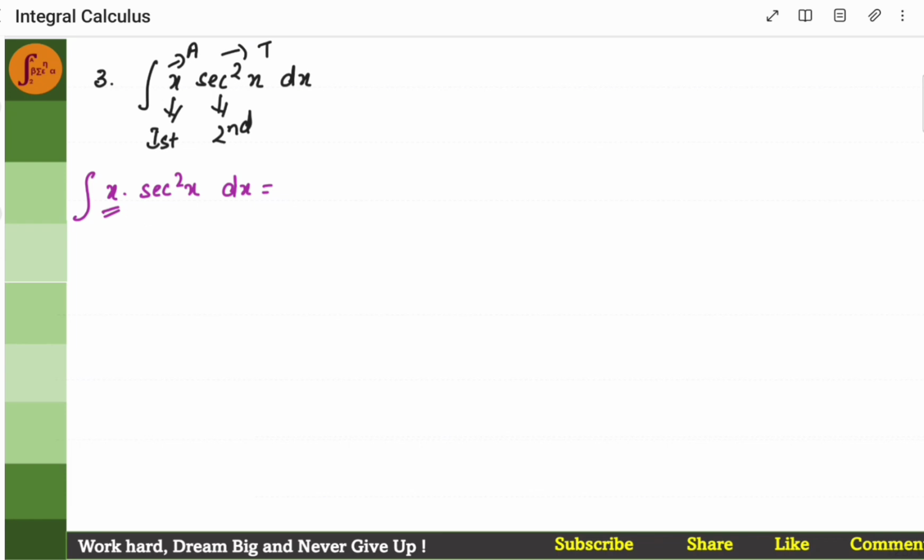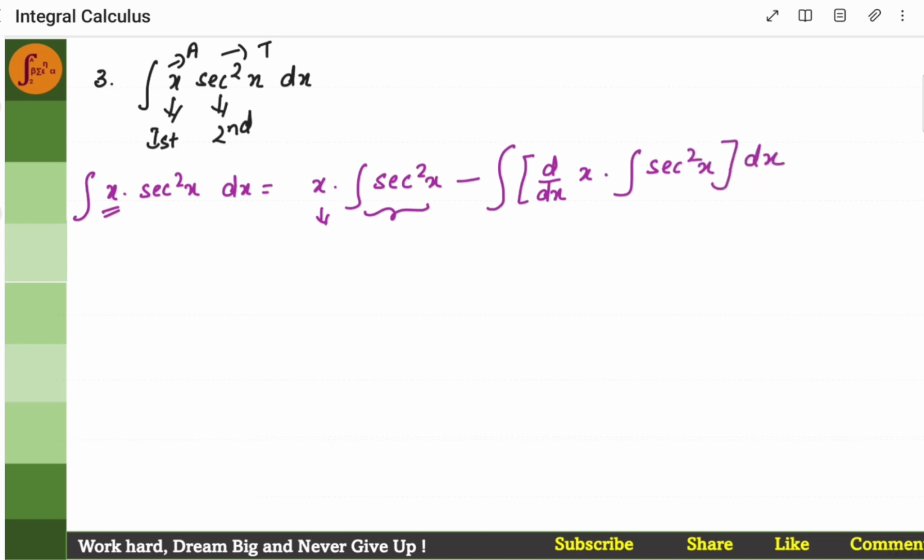Let's copy the first function, which is x, into the integral of the second function, which is secant square x dx, minus the integral, open the brackets, derivative of the first function, which is x, into the integral of the second function. Let's copy this as is, secant square x dx. So, what is the integral of secant square x? It is tan x. Minus, what is the derivative of x? It is 1, into the integral of secant square x, which is tan x dx.